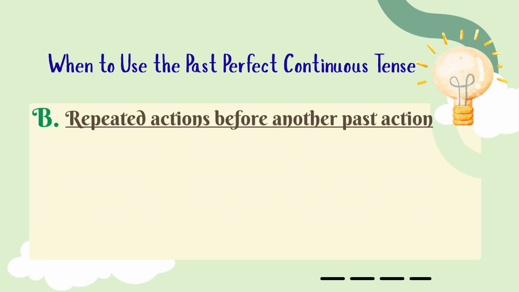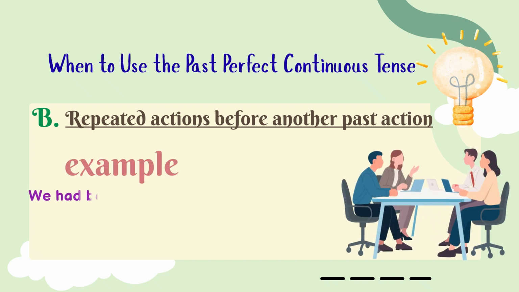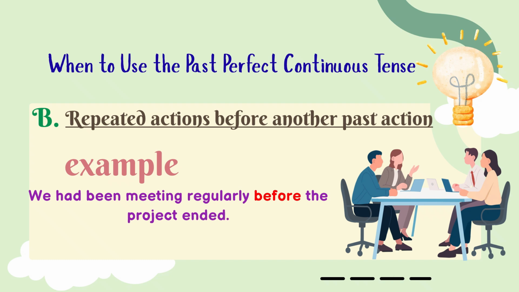Past perfect continuous tense is also used to show the repeated action before another past action. For example, we had been meeting regularly before the project ended. You can see the first part of the sentence shows the repetition of the action, while the other part of the sentence shows a complete action before the first one.